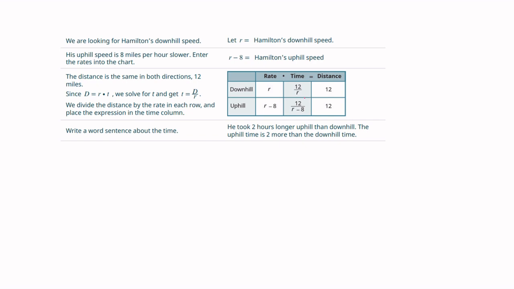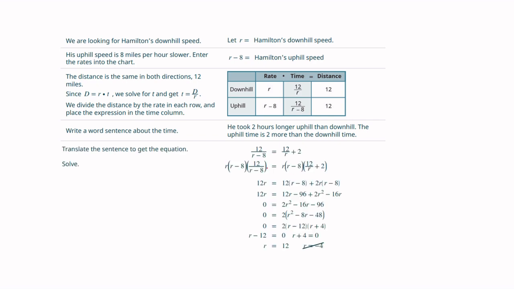So we set up our table. Oh yeah, here's what we got. So he was 2 hours longer uphill than downhill. So setting up our final equation is going to be a little strange. So they've done it for us here. This is what we need. So which one was he on longer? Uphill.